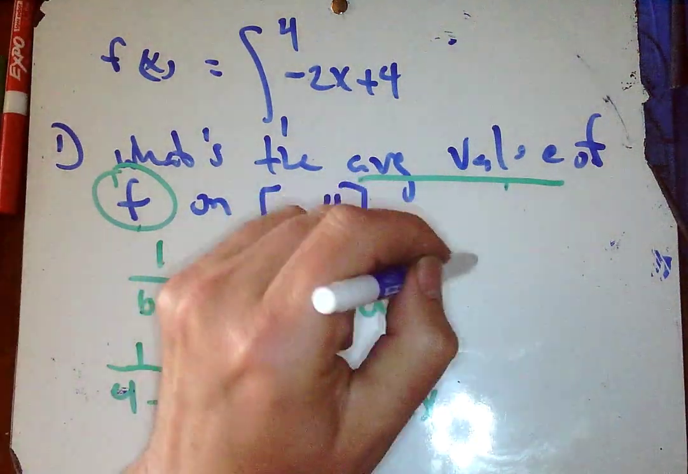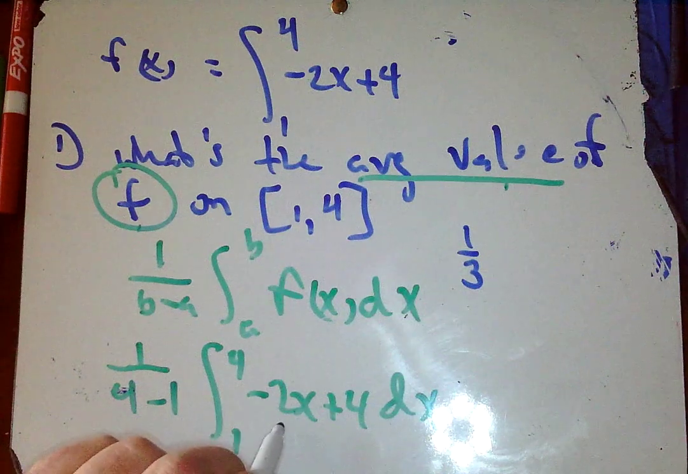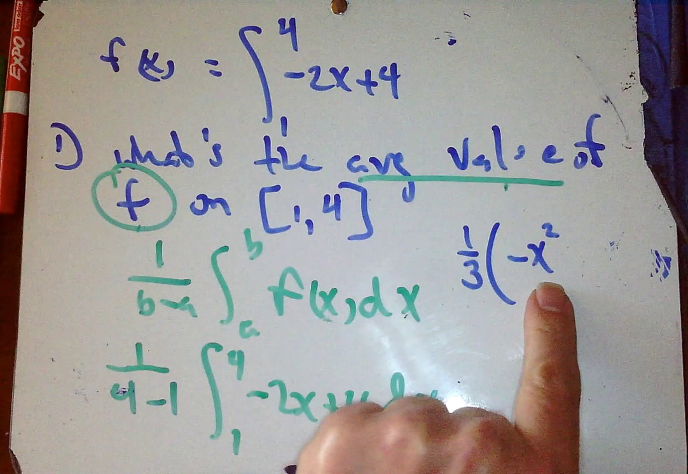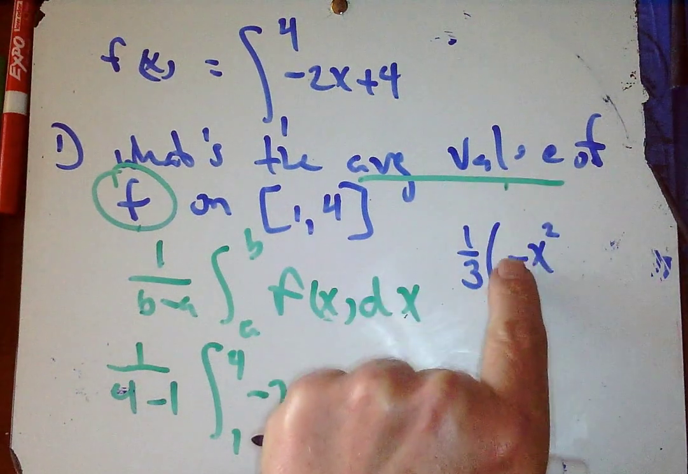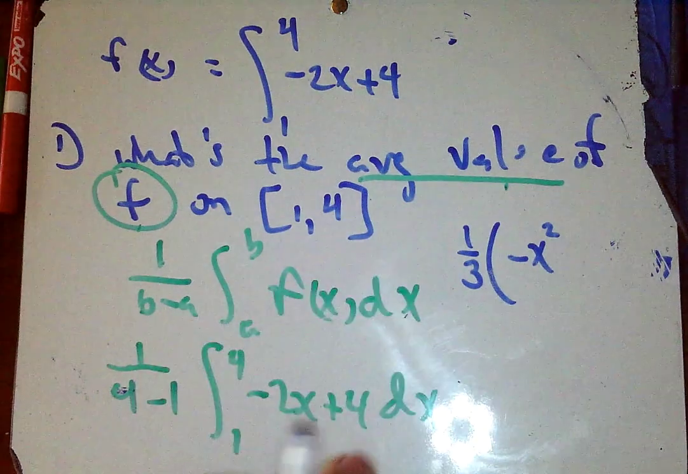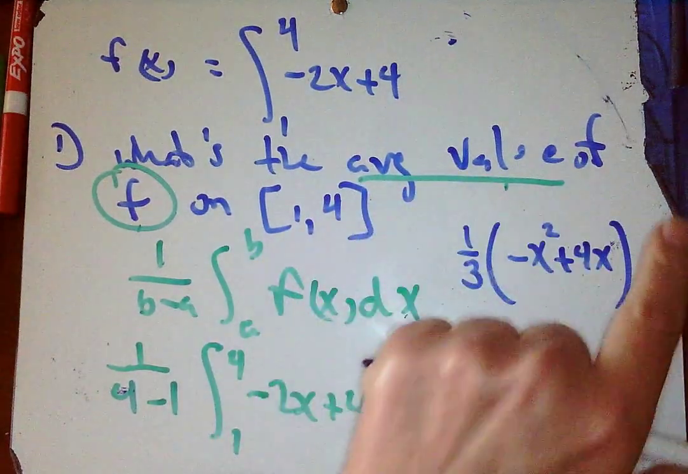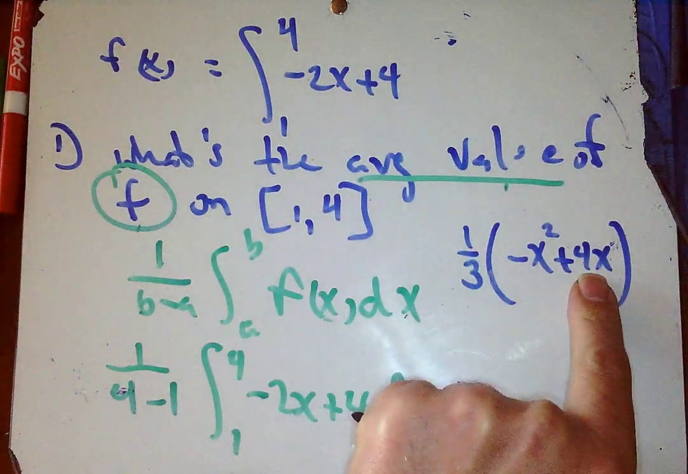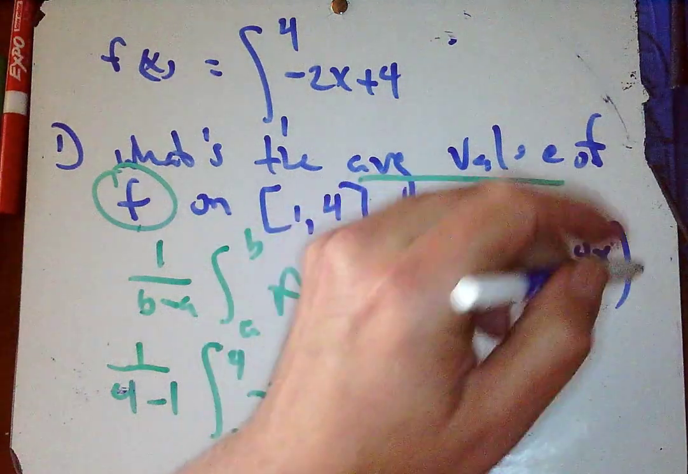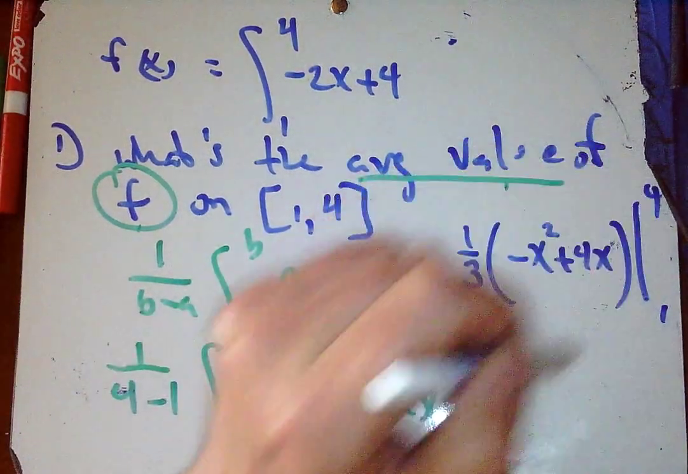So I'm going to have 1 over 3. The antiderivative of minus 2x is going to be negative x squared, right? And test it. Take the derivative. Bring down that 2. Now I've got minus 2x to the first. Good. And the antiderivative of that constant is going to be this. So if I take the derivative here, I end up with just the 4 over here. And I want to evaluate this from 1 to 4.